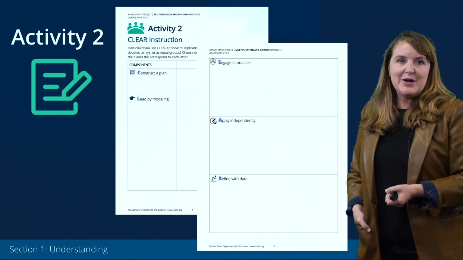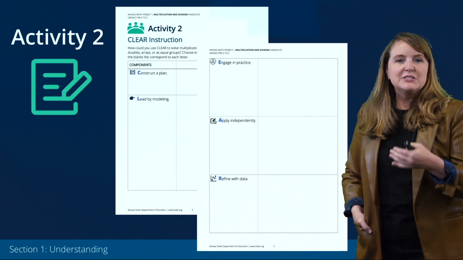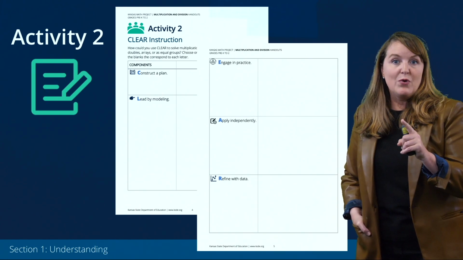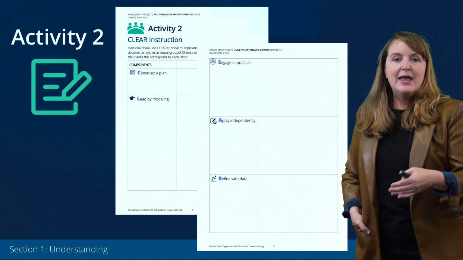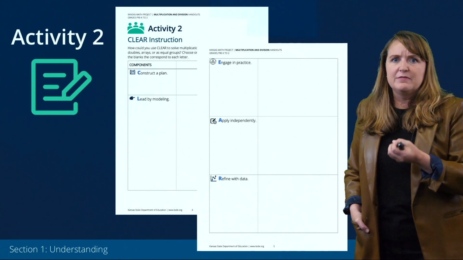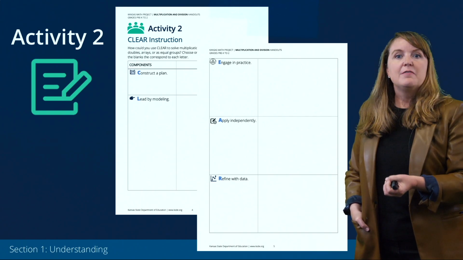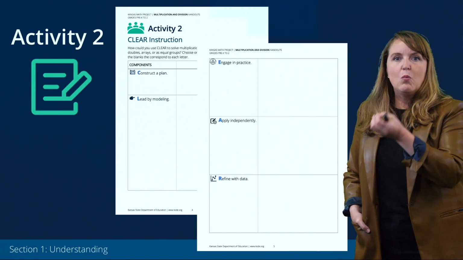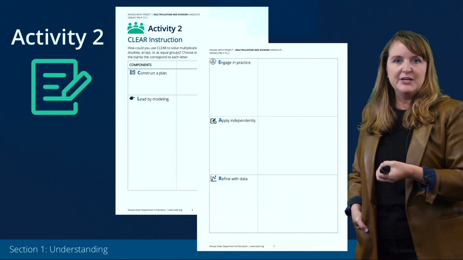So that brings us to activity number 2. We've talked about a lot of ways to help students understand multiplication. I'd like you to choose one of those ways. Maybe it's repeated addition, arrays, equal groups, and then explore how you can make that instruction really clear for students. So remember, when you're making your instruction clear, first you're going to construct a plan. What standards are you thinking about? What is your progression that you're going to think about as you talk about this multiplication?